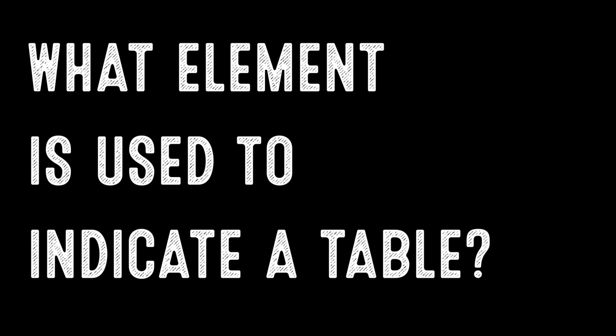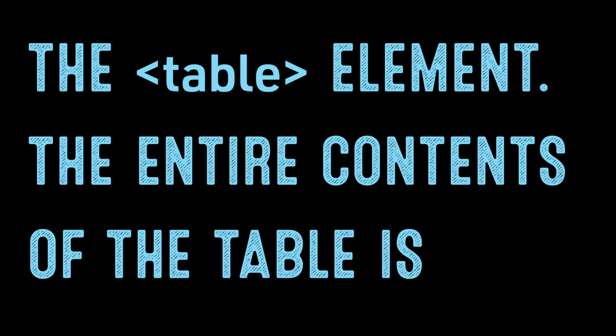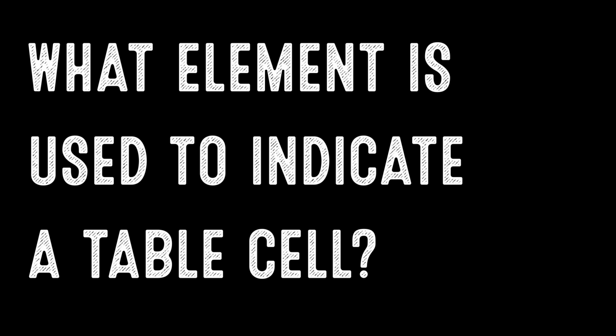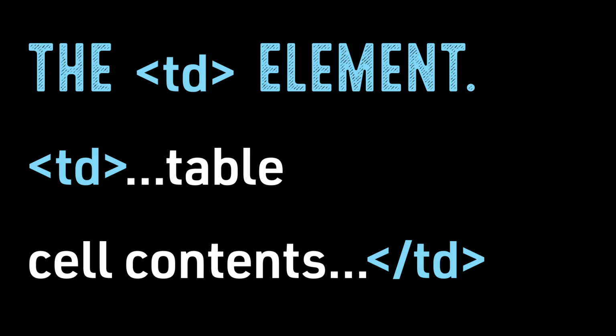The weekly code quiz. What element is used to indicate a table? The table element. The entire contents of the table is enclosed by the table opening tag and the table closing tag. What element is used to indicate a table cell? The TD element. TD opening tag, table cell contents, TD closing tag.